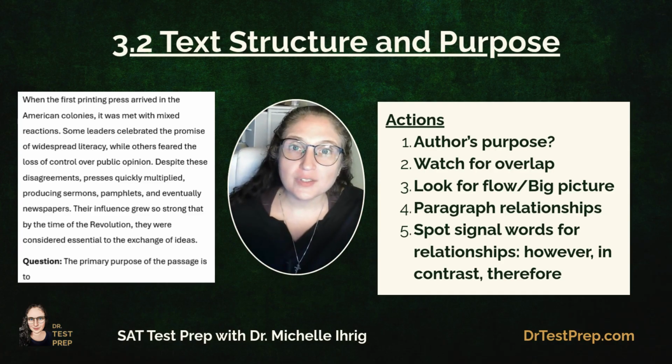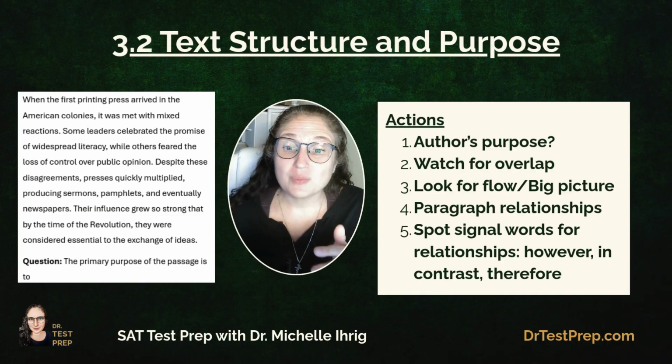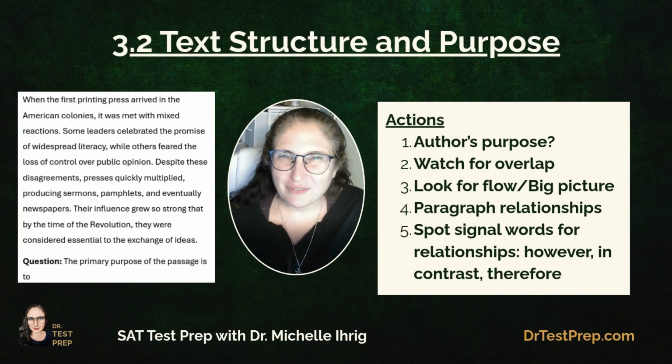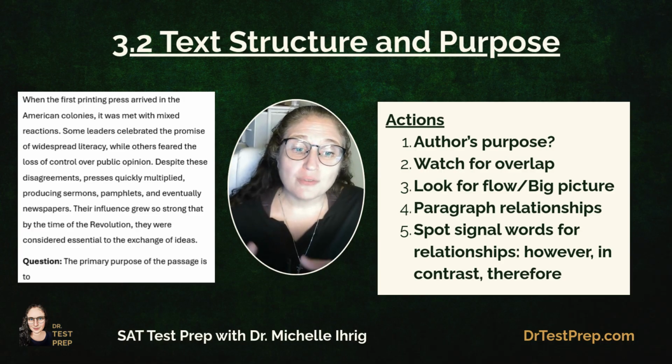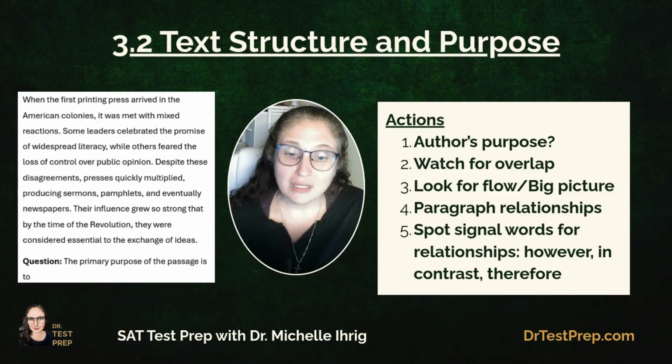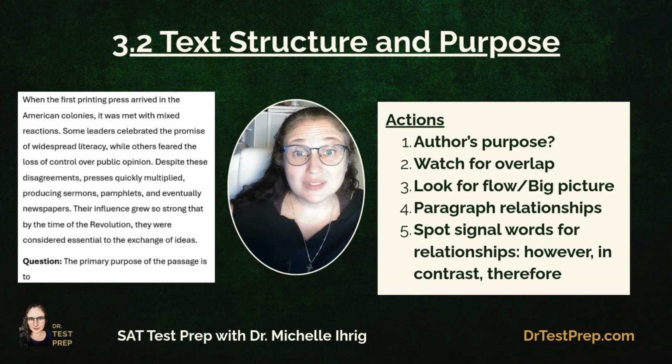So we're going to ask ourselves questions like, what's the author's purpose? Is there overlap between the answers? Because then there probably wouldn't be a correct one. We want to make sure that we look at flow and the big picture of the entire passage. We also want to see if there are any relationships between paragraphs, though there's not going to be a lot of that for the foundations level. And look for words like however, contrast, and therefore. That's going to come up again later in another set of lessons.